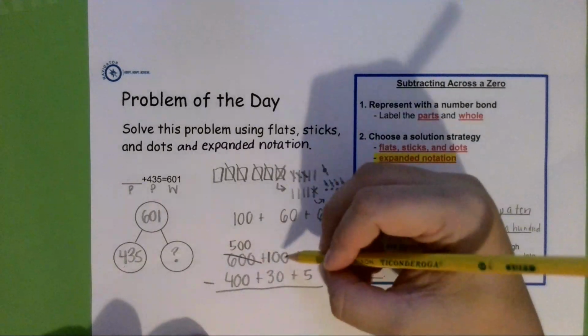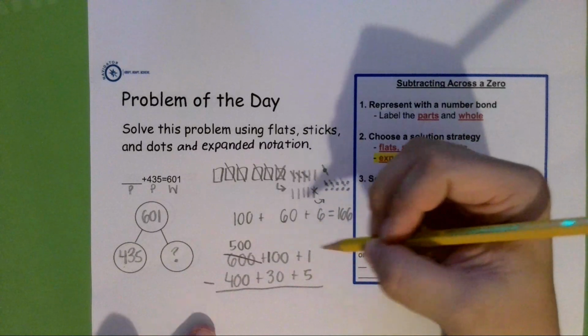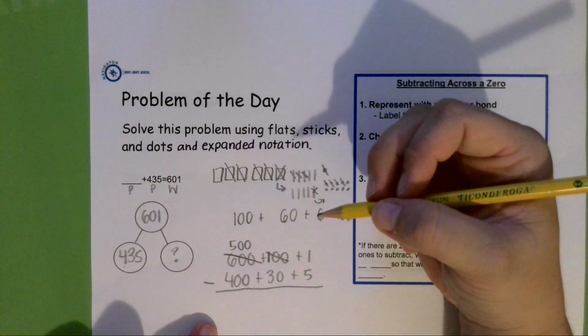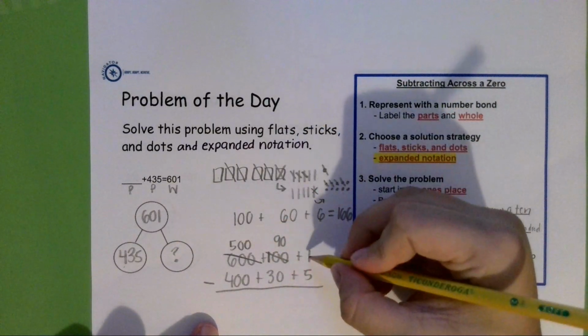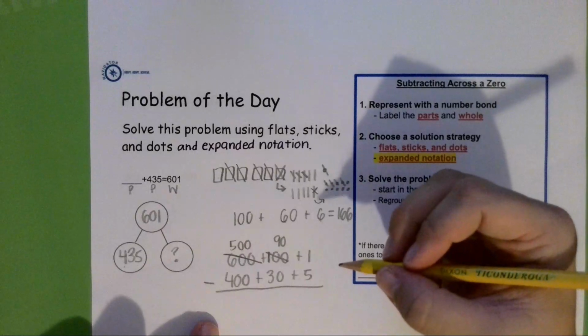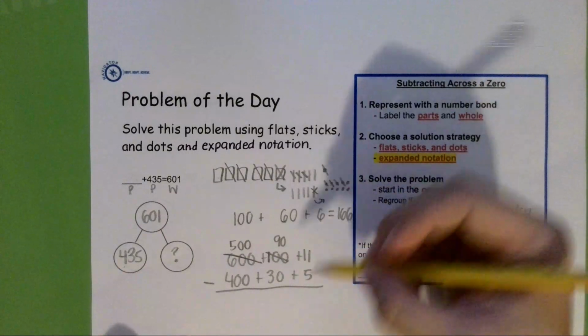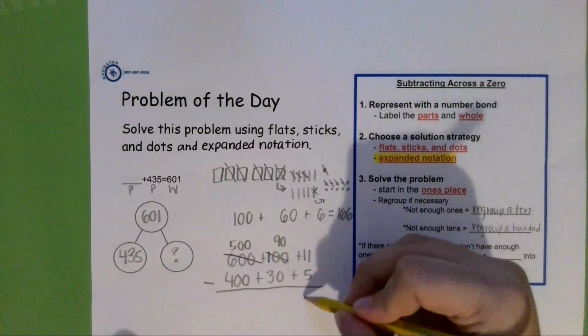Right, we can regroup one of those 10s into 10 ones and add it to the 1 one we already have. Let's do it. What is 10 less than 100? Right, 90. And what is 1 one plus 10 ones? Right, 11 ones. Now let's subtract. 11 ones minus 5 ones is? Good, 6 ones.